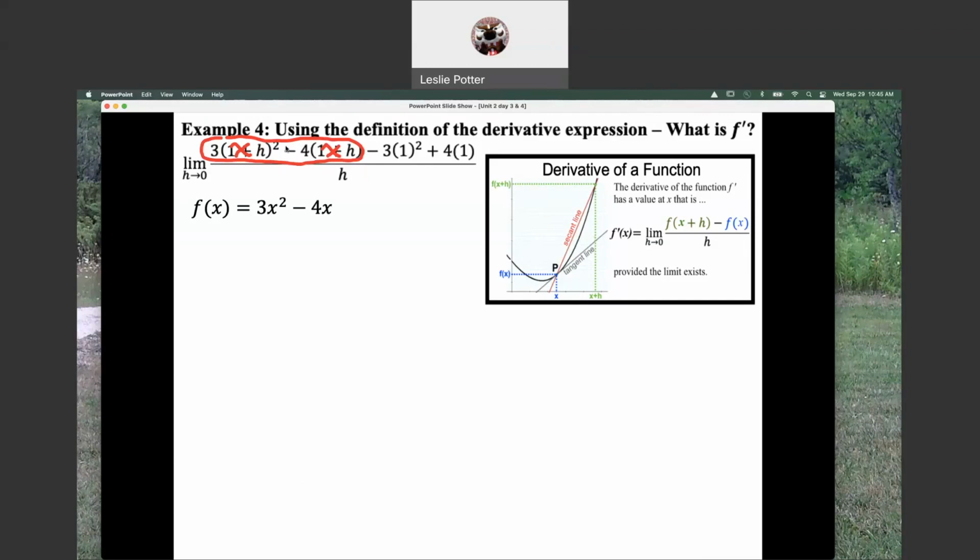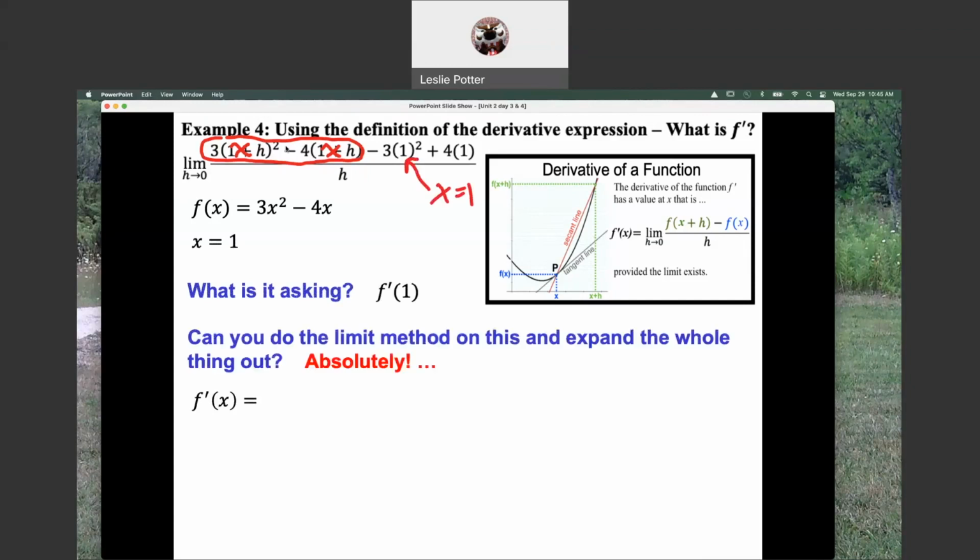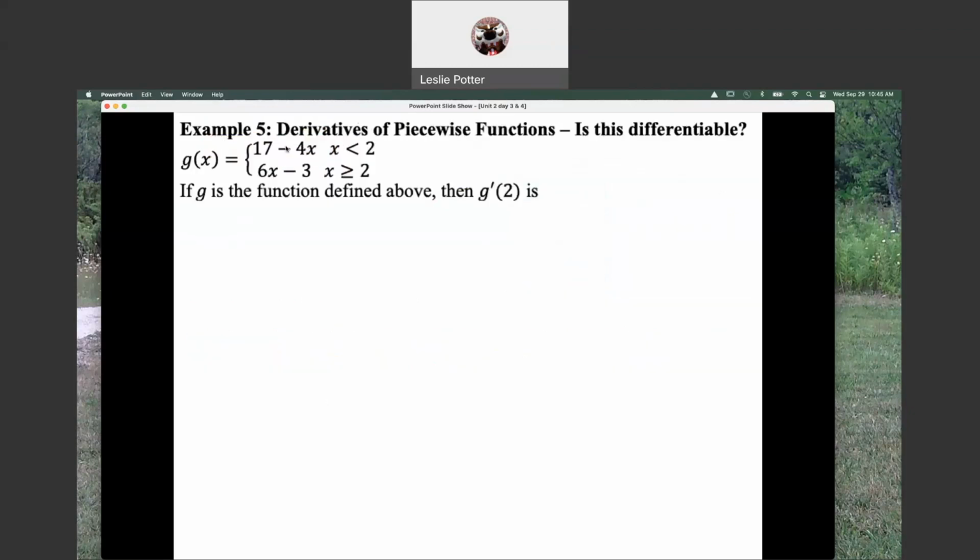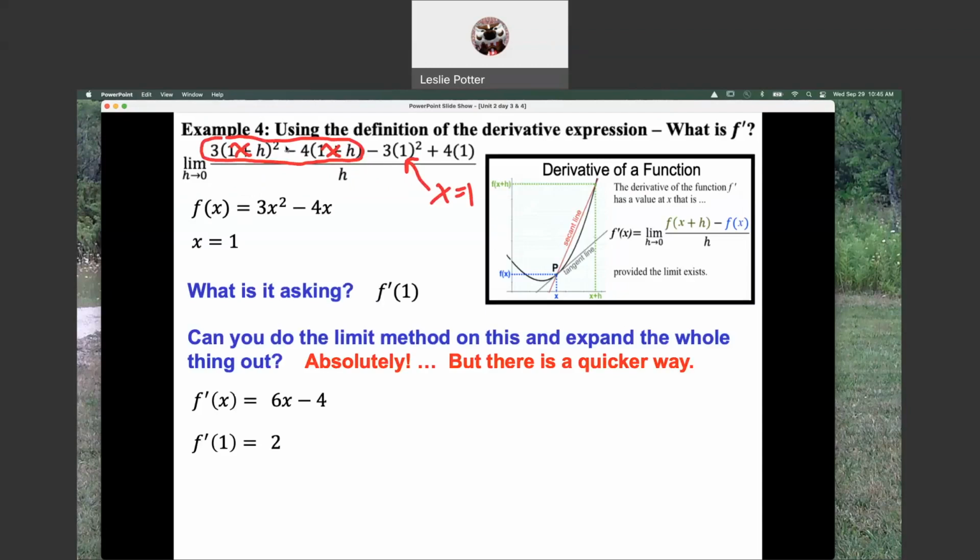Six x minus 4, right? So 6x minus 4. And now what if I want to evaluate it at 1? It's 2, exactly. It's 6 times 1 minus 4, which is 2.